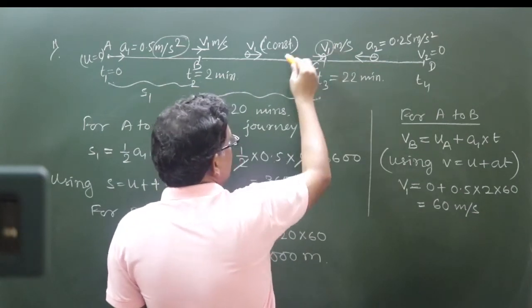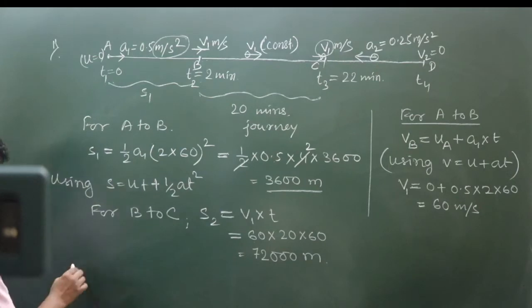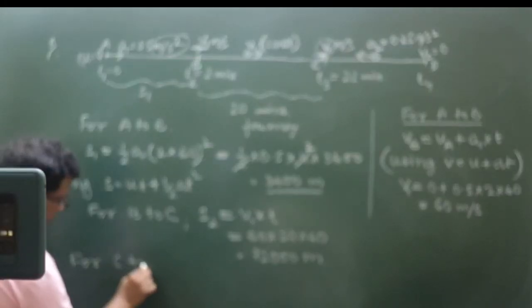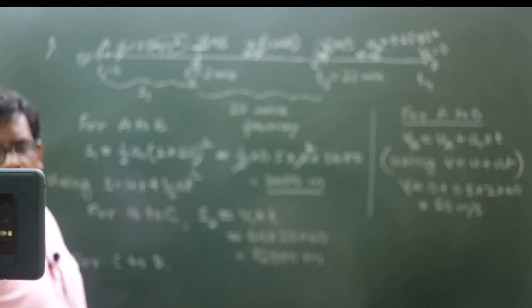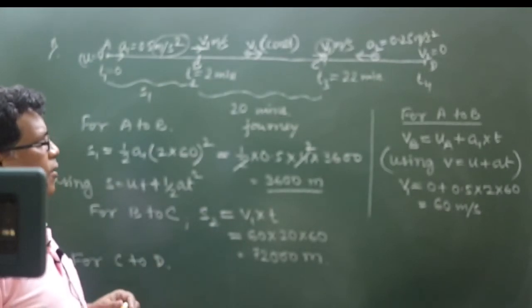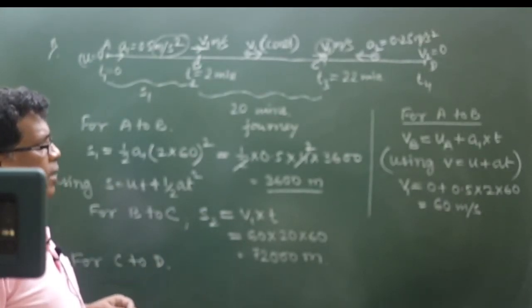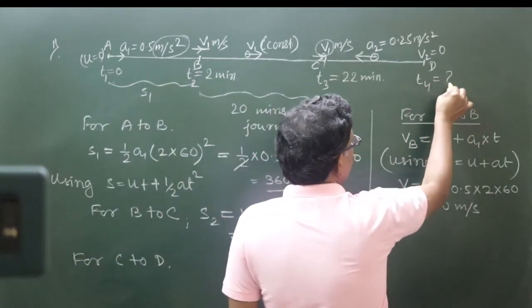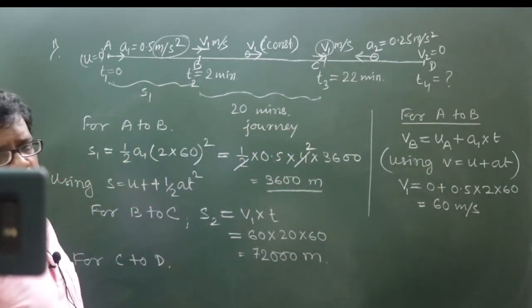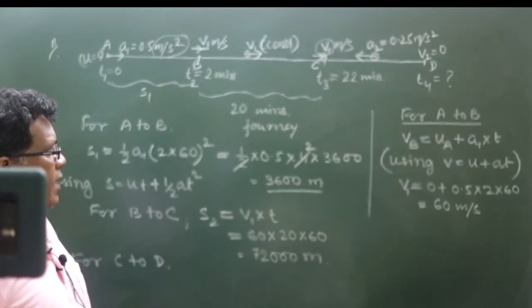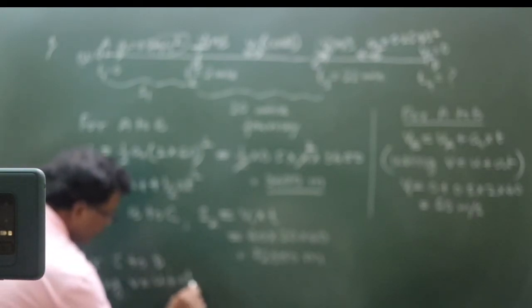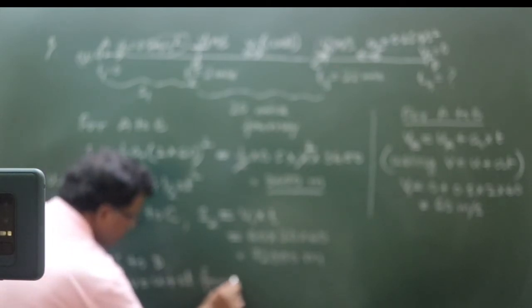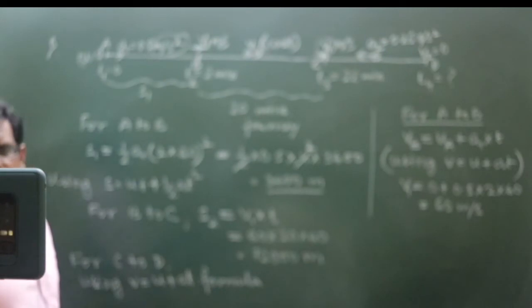So the velocity V1 is now known to us. So finally, for C to D, we do not know the time taken for the journey from C to D, neither do we know the time of journey because the last instant is not given, and we do not know the distance travelled between C and D. So we will calculate both of them, again using the formula V is equal to U plus AT for C to D, right? Anybody of you any doubt?